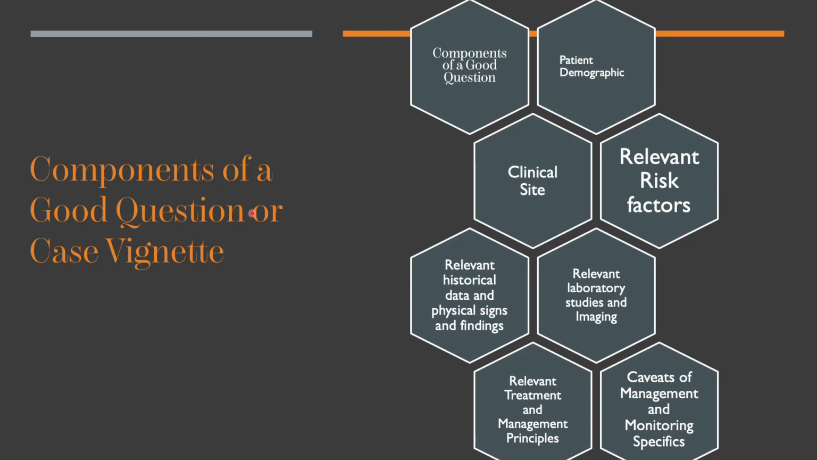Components of a good question or a case vignette: patient demographics, clinical sites, relevant risk factors, relevant historical data and physical signs and other findings or symptoms, relevant laboratory studies and imaging, relevant treatment and management principles, caveats of management and monitoring specifics. This is not a conclusive list. This is just a guideline.